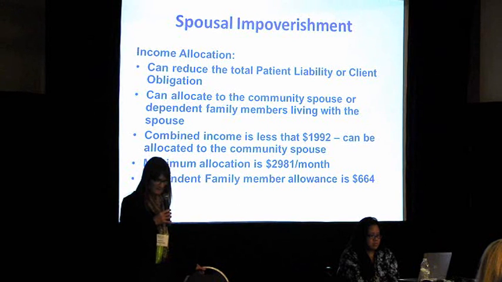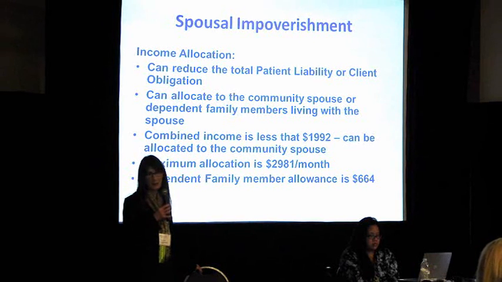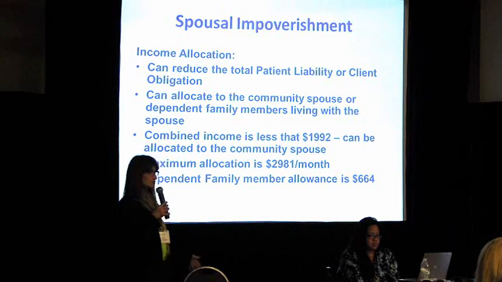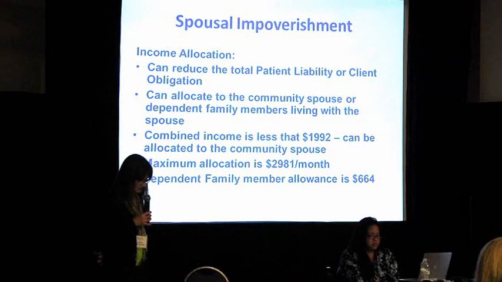But to get down to the end, when the combined income of the community spouse and the nursing home spouse is less than $1,992, the whole thing could be allocated to the community spouse. And so many times this will reduce the client obligation to zero. If you have somebody who's got a community spouse, you can usually reduce the client obligation to zero.